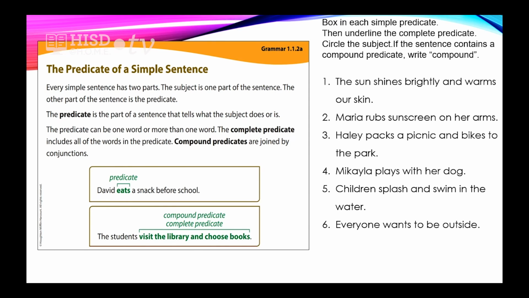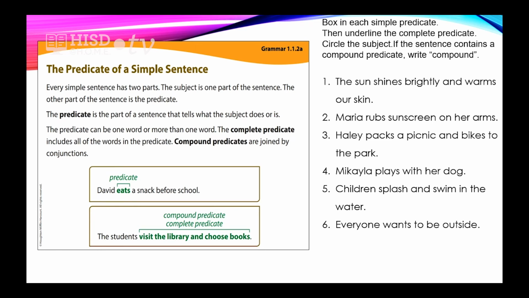Every simple sentence has two parts. The subject is one part of the sentence. The other part of the sentence is the predicate. The predicate is the part of a sentence that tells what the subject does or is. The predicate can be one word or more than one word. The complete predicate includes all the words in the predicate. Compound predicates are joined by conjunctions.